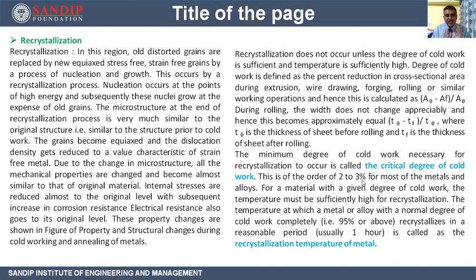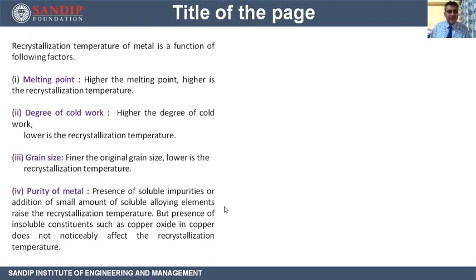For a material with a given degree of cold work, the temperature must be sufficiently high for recrystallization. The temperature at which a metal or alloy with a normal degree of cold work completely recrystallizes, completely meaning almost 95%, in a reasonable period, that is usually 1 hour, is called the recrystallization temperature of the metal.